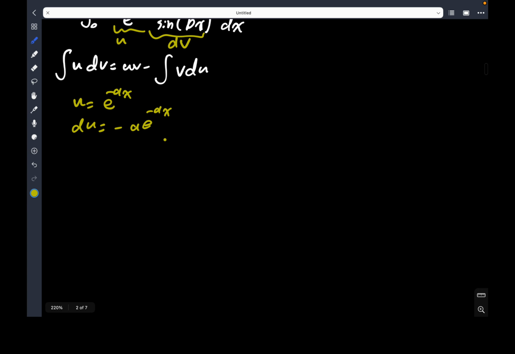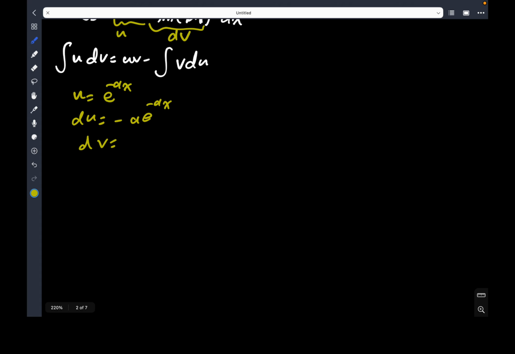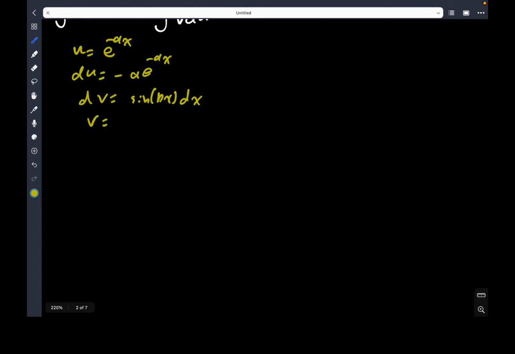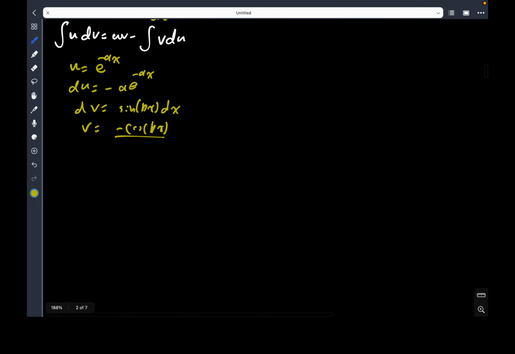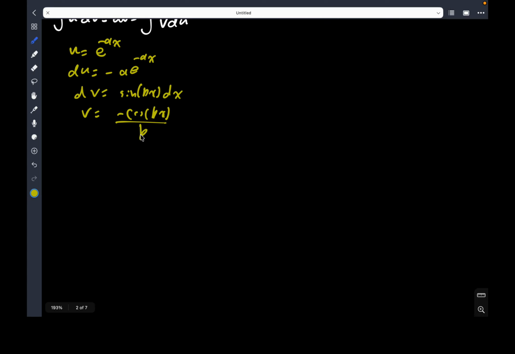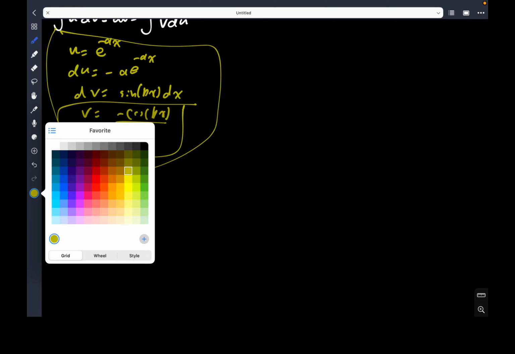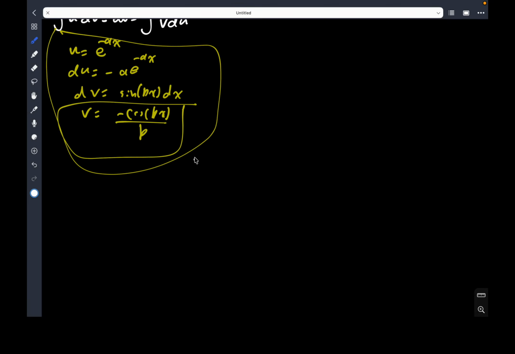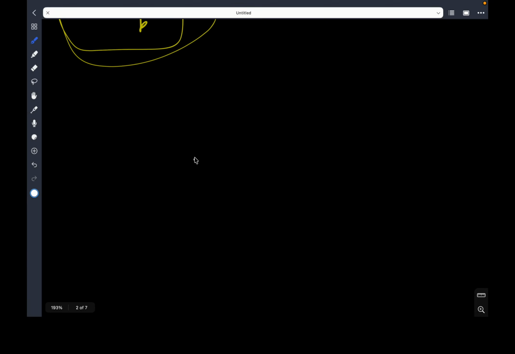Okay, now my dv is sine bx dx, thus my v is going to be negative cosine bx divided by b, which is my v, and these are all the functions that I need here. Okay, now I'm going to write the integration by parts here.